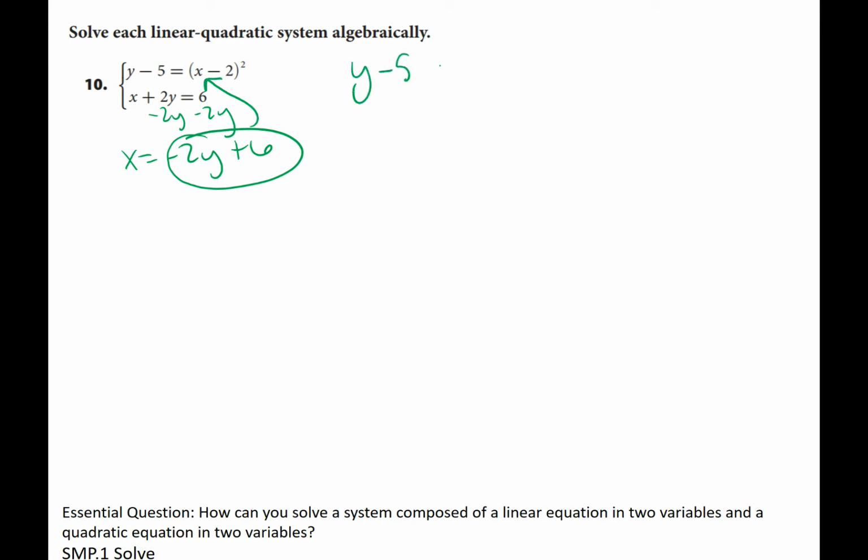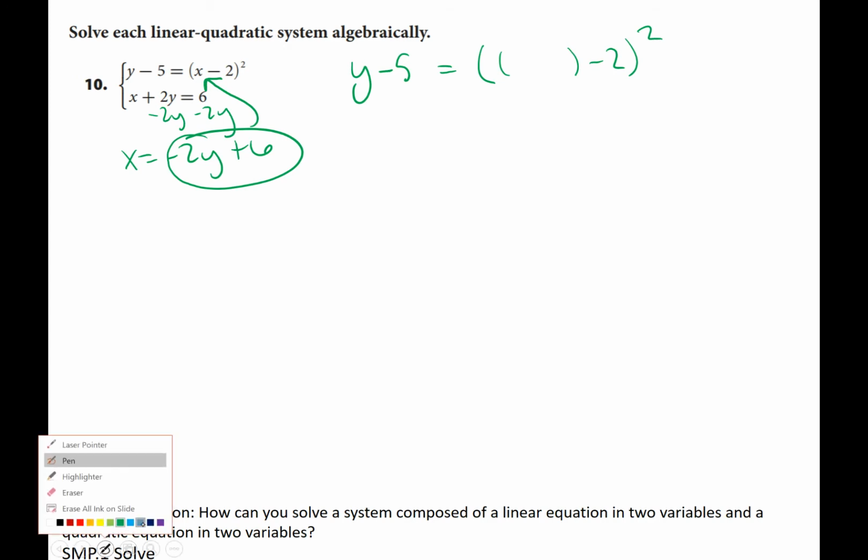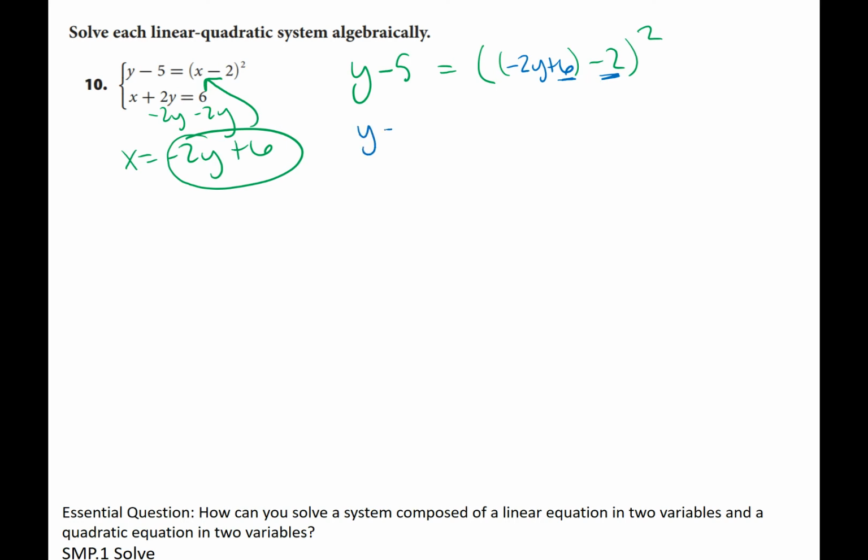So we've got y minus 5 equals something in parentheses minus 2 squared. So let's plug into those parentheses. I'm plugging in the negative 2y plus 6. I really don't need the parentheses. Before I do my squaring, I'm going to combine these together. So we've got negative 2y plus 4 squared. Remember, the squared means you write it twice. So it's like saying negative 2y plus 4 again. And we're going to FOIL that out.